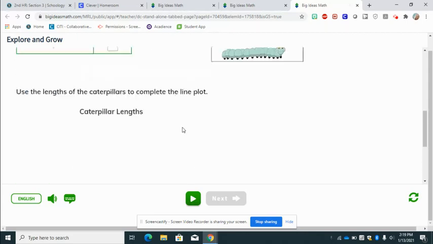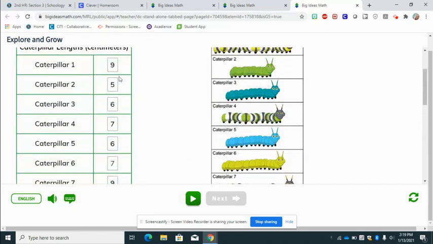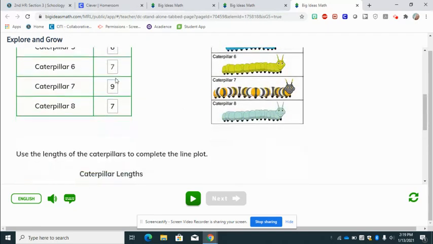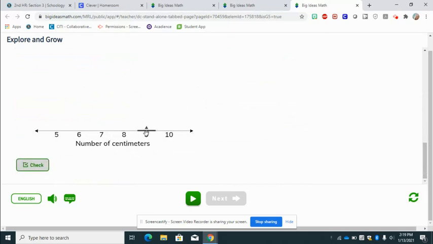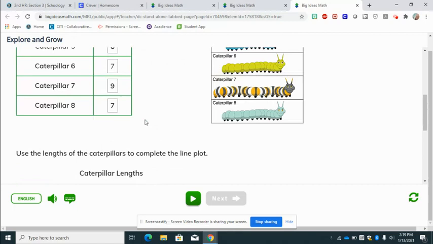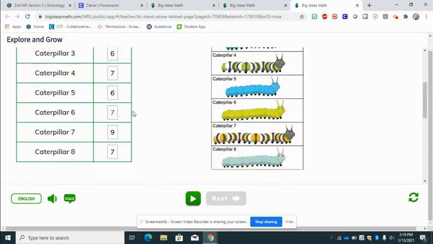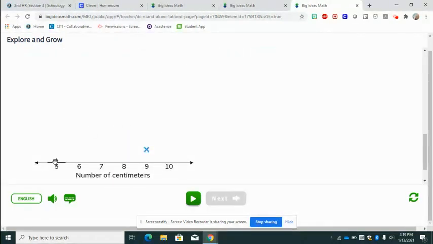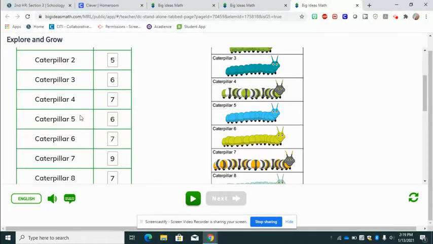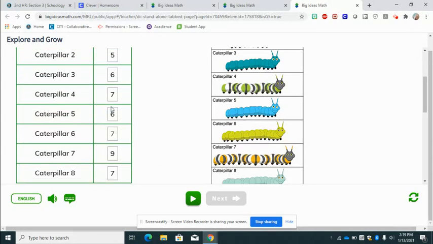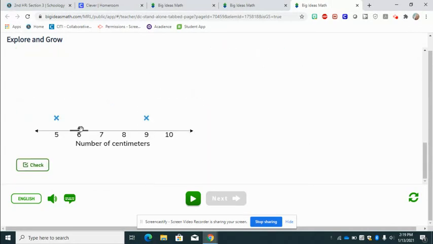All right, so we're going to go back and look at our lengths. The first caterpillar was 9 centimeters long, so we're going to make an X over the number 9 for our line plot. Caterpillar 2 was 5 centimeters long, so we're going to make an X over the number 5. Caterpillar 3 was 6 centimeters long, and Caterpillar 4 was 7 centimeters long. So we'll go ahead and plot 6 and 7. So 6 centimeters and 7 centimeters.